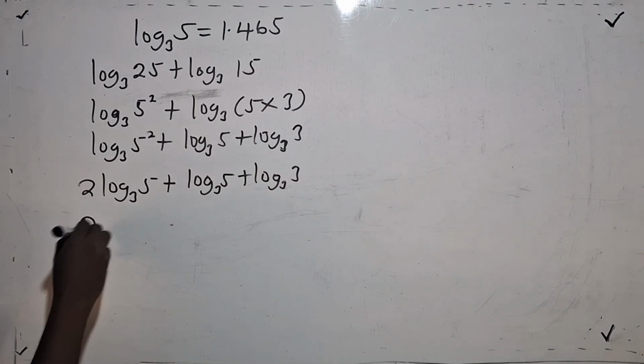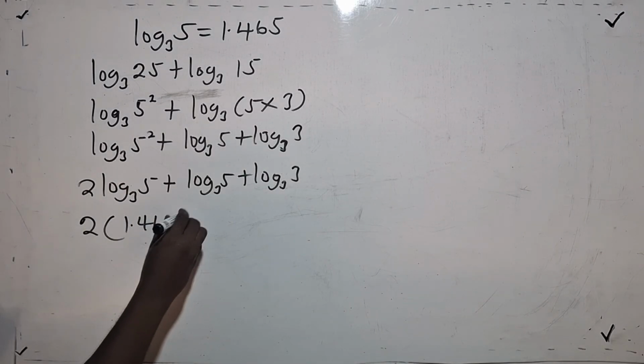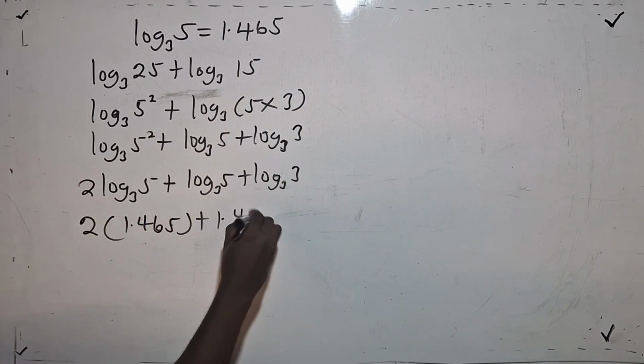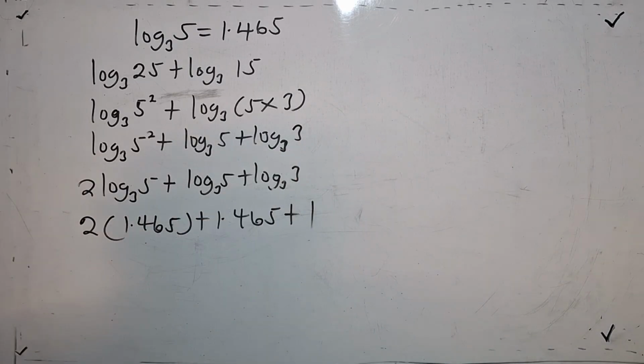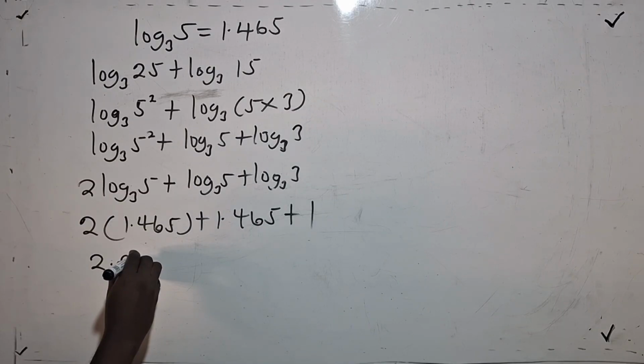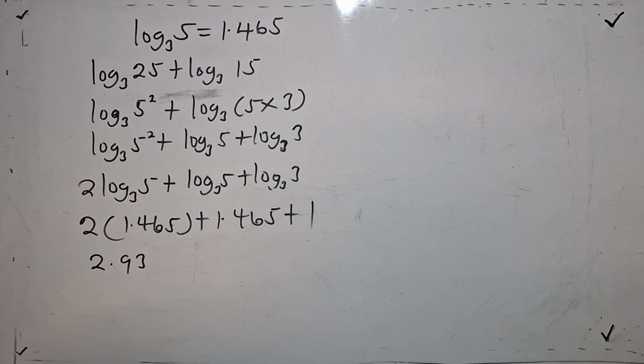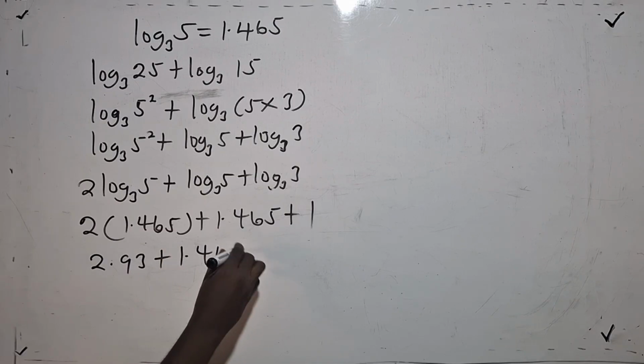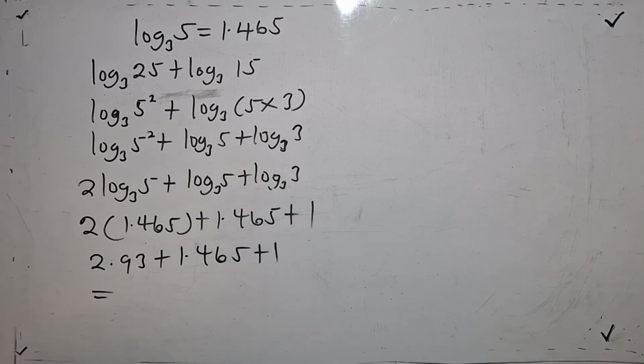Yes. So now I have the 5. So 2 multiply the value of log 5, 1.465, plus 1.465 plus 1. Again, log 3 of 3 is 1. Now let's multiply this. So this one will give me 2.93. Yes, 2.93. I'm leaving it in 2 decimal places. 2.93 plus 1.465 plus 1. For which when I add this one in 2 decimal places, I'm going to get 5.395, and in 2 decimal places I'm going to get 5.4 as my answer.